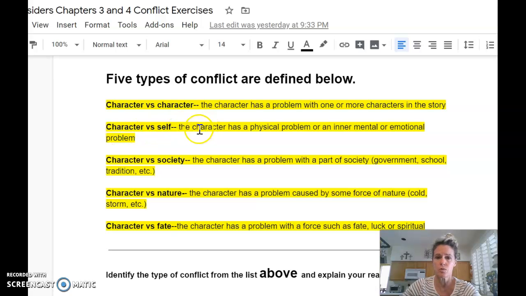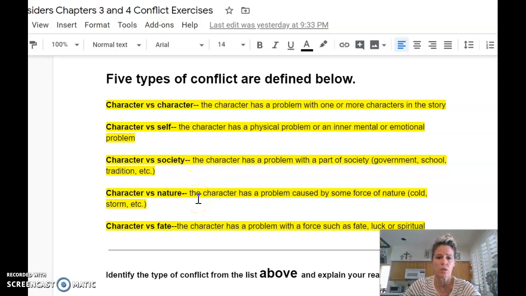Character versus self is when a character is having a struggle inside their own head. If you're worried about something or upset about something, can't think through a problem, you're emotional, that sort of thing is a character versus self. Character versus society is when your character is battling something that's bigger than them, as far as like an institution kind of thing. That can be the government, school, it can be the traditions of one's family or culture. It can be the police, hint, hint, anything like that.